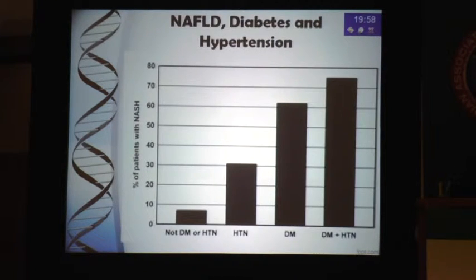Not only diabetes, see the slide, you can see the percentage of patients with NASH. If only hypertension is there, you will find about 30% of patients have NASH. But once diabetes is there, the percentage of NASH increases. And once there is both diabetes and hypertension, the percentage of NASH can go up to 72%. So diabetes plus hypertension acts as fuel and fire for NASH.